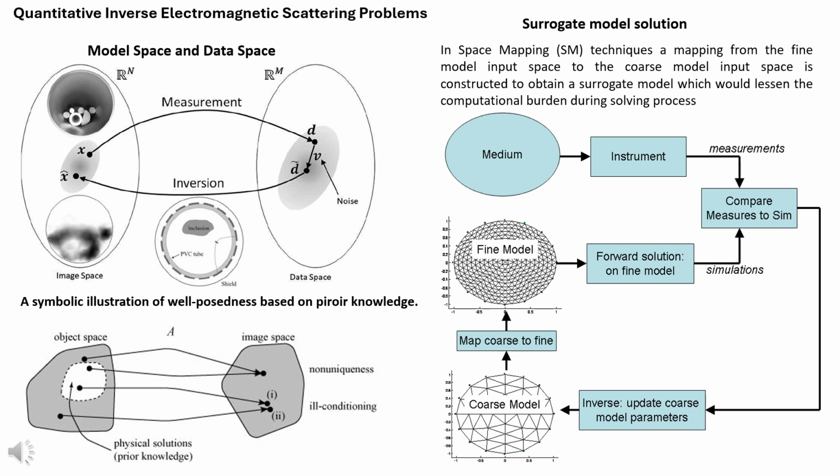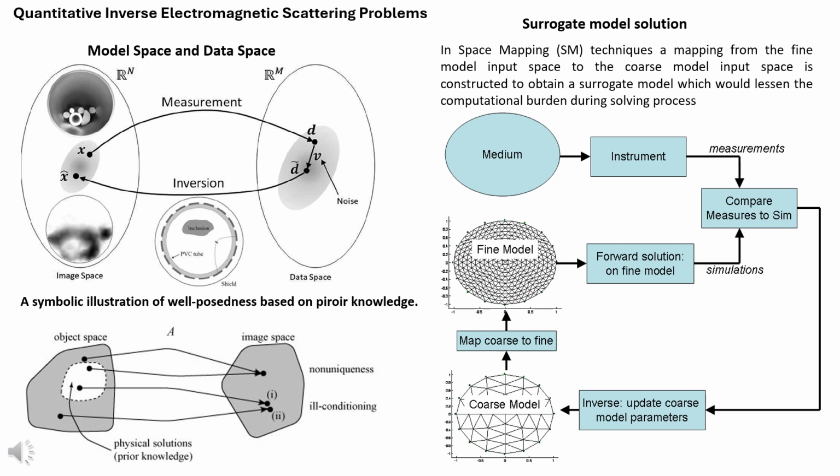The inverse scattering problem is both nonlinear and ill-posed, meaning it can have multiple solutions or solutions that are highly sensitive to noise and perturbations in the data. This complexity makes achieving stable and accurate reconstructions challenging. The figure in the top left corner of the slide illustrates how the inversion process bridges the image space, representing brain tissue properties, and the data space, the measured electromagnetic fields.